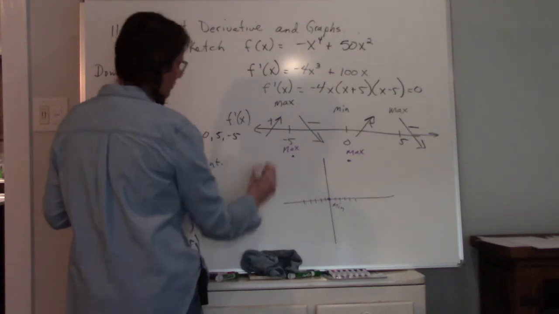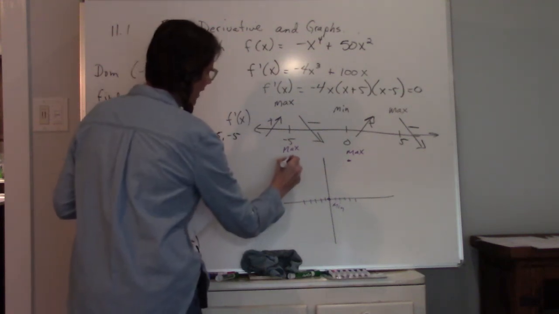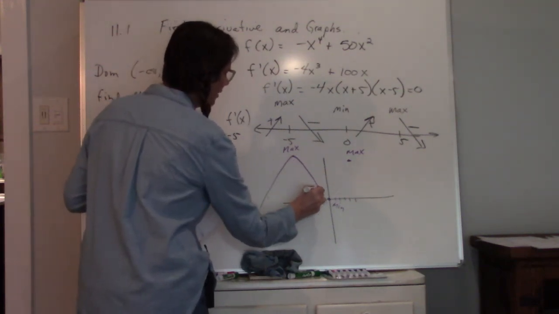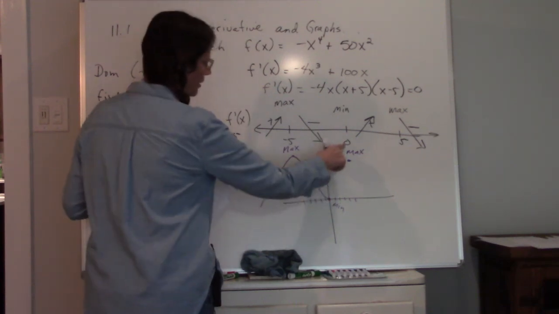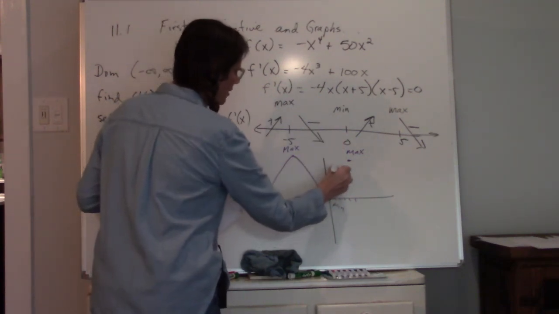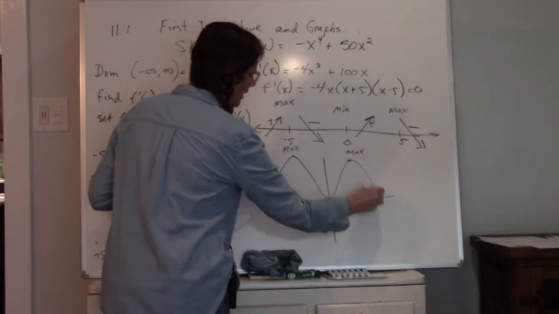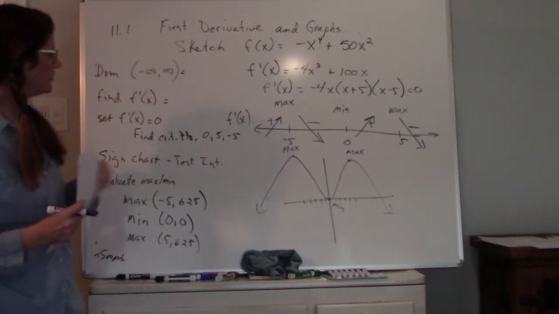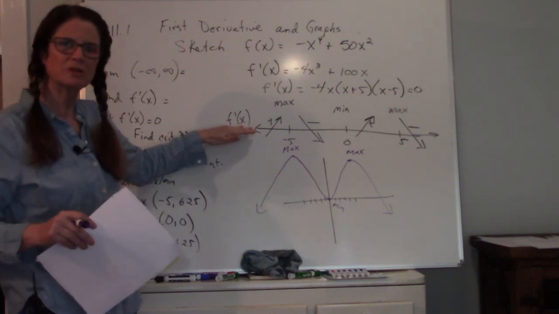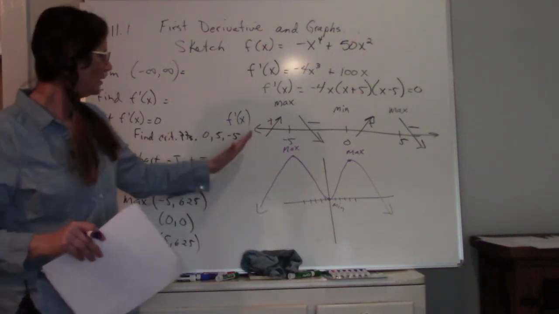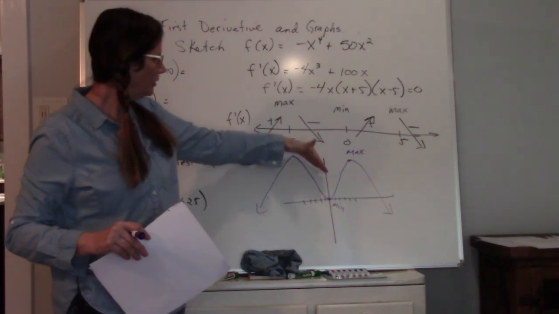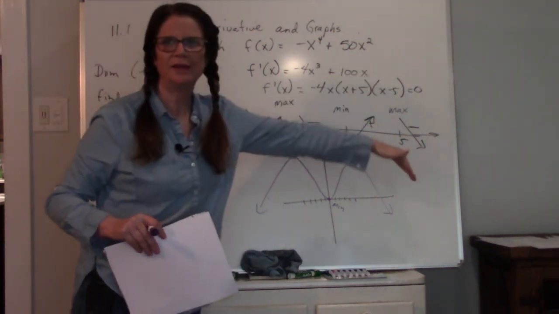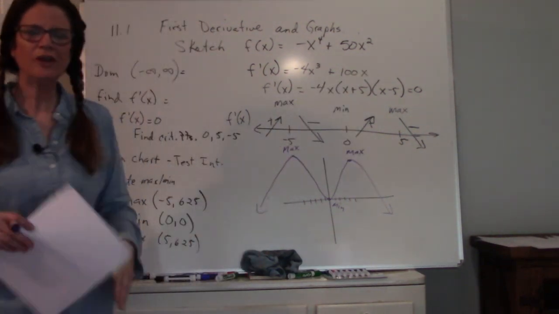All right, so here we go. It goes up, hits our max, goes down, hits our minimum, then it turns around and it goes up, hits our max, and then goes down. And there's your graph. So remember, your test chart really is a picture of what your graph is going to look like. Up, down, up, and down. And you're done. That's it. Okay, your turn.